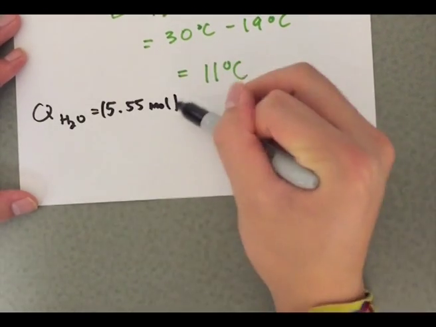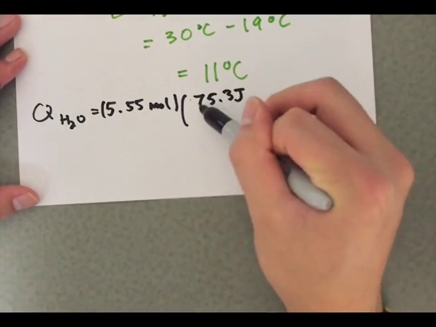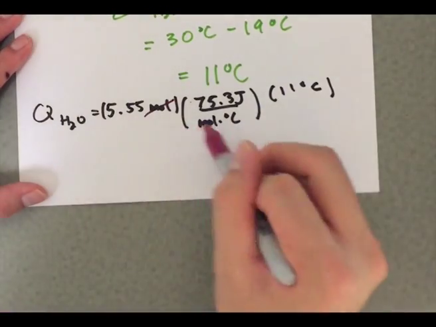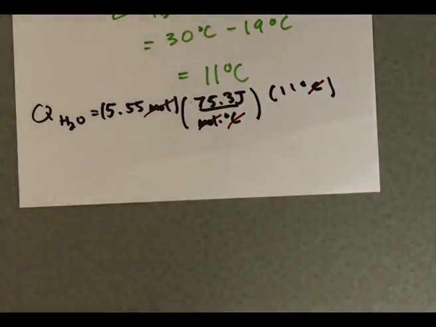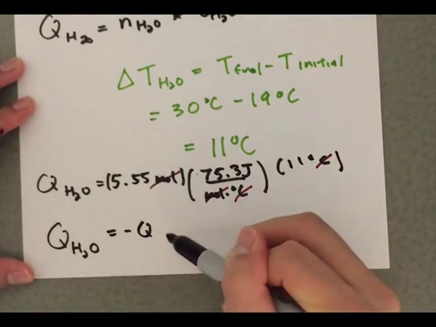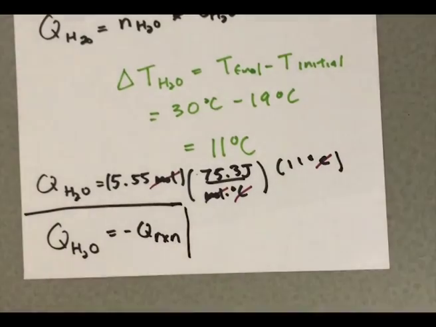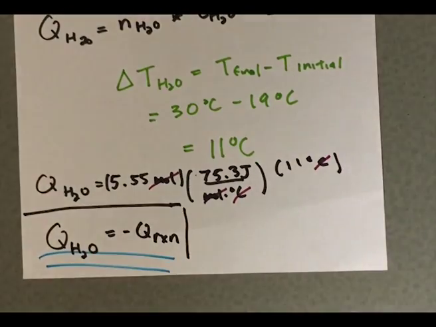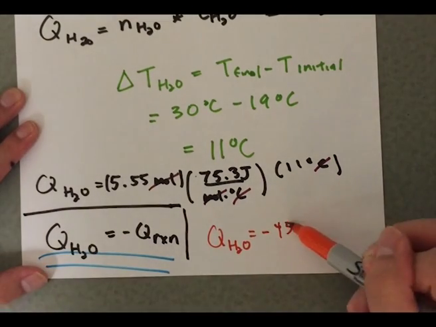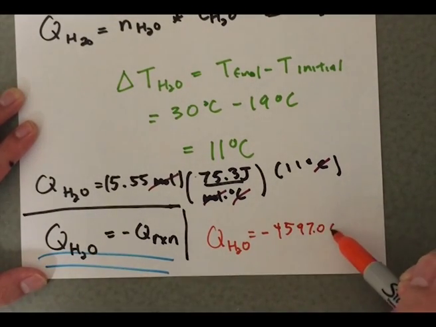We already know that the sum of the heat released by a system and the heat absorbed by the surroundings will equal 0. In other words, the Q of water plus the Q of the reaction equals 0. From this, we can calculate that the Q of water equals the negative Q of the reaction, which equals negative 4,597.065 joules.